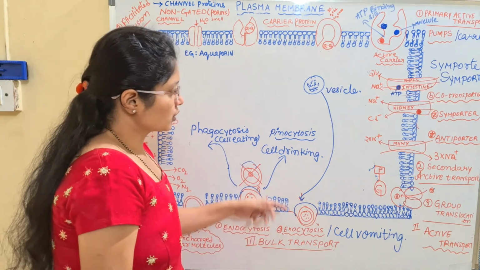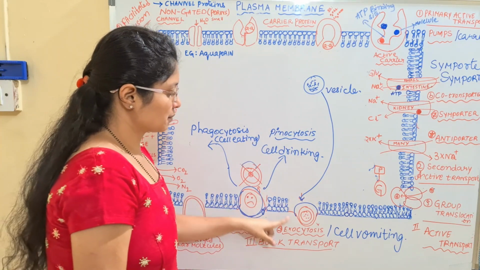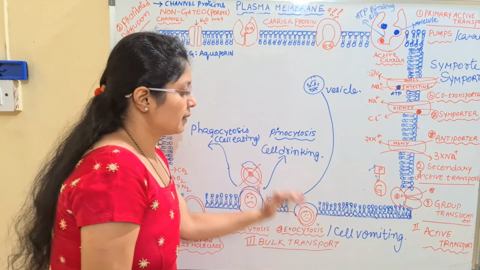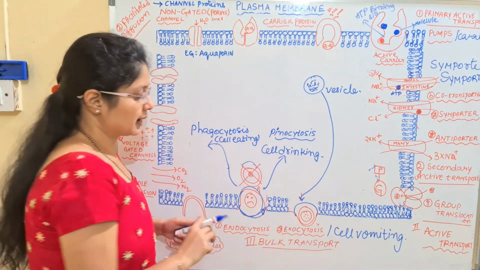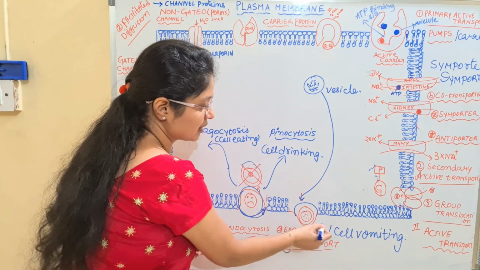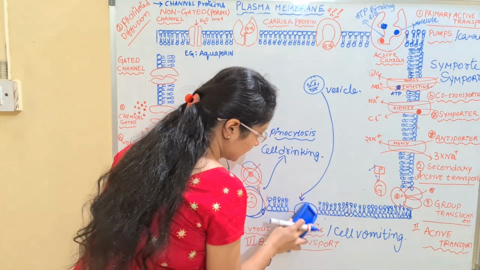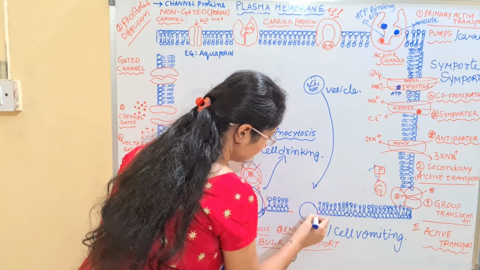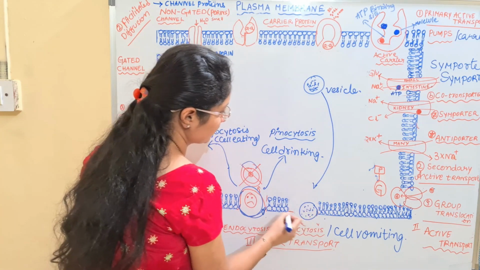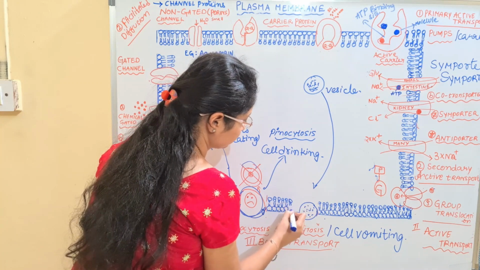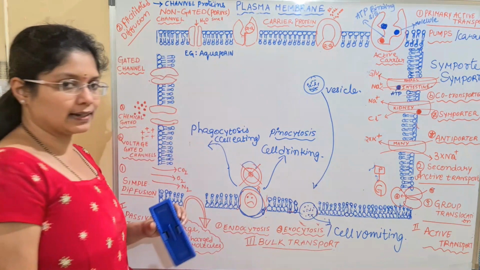And when this is fused, the vesicle is also made up of lipids. So the lipids will be mixed with this membrane, and this membrane in turn will be protruded outside, ultimately releasing this vesicle outside the cell. So how is it released? Let us say here is the vesicle, and this vesicle has the insulin hormone. Let us say this is insulin, and this insulin is released outside the cell.